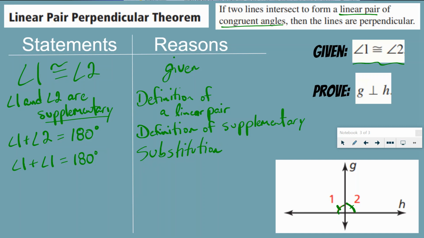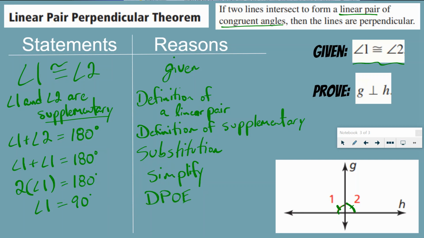And there might be a more formal property name for this, but I'm just going to call this next step simplifying. I know that I have two of those, so I'm going to say 2 times the angle 1 equals 180. From there, I have one more step to prove that those are actually just 90-degree angles. I'm going to divide on both sides by 2. That's the division property of equality. That shows that angle 1 is equal to 90 degrees. And that's really what I wanted to prove. I know that these are both 90 degrees. So I know that G is perpendicular to H by the definition of perpendicular lines.